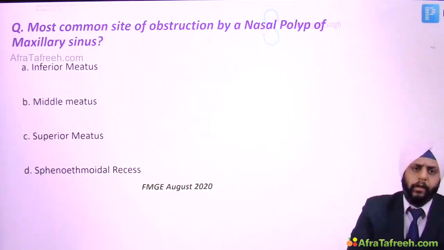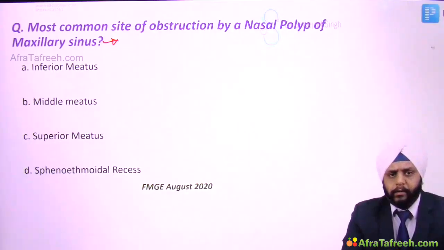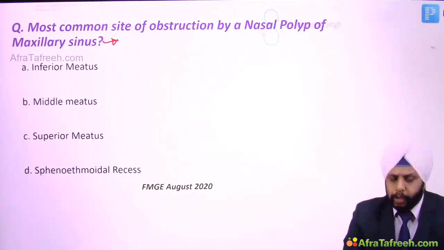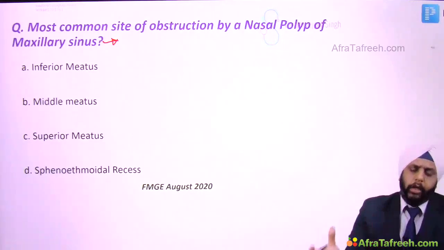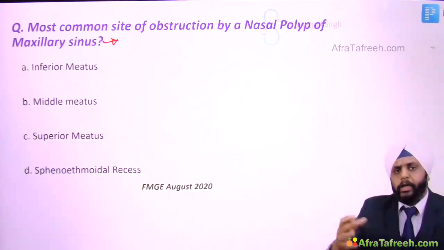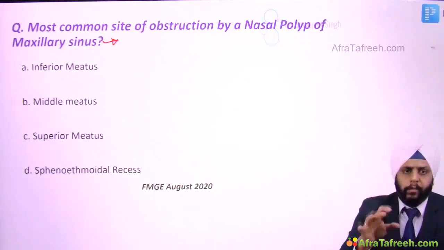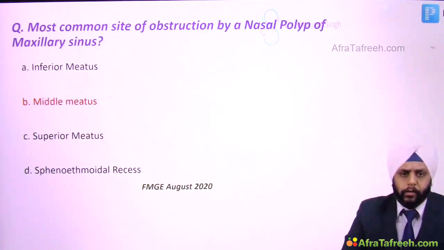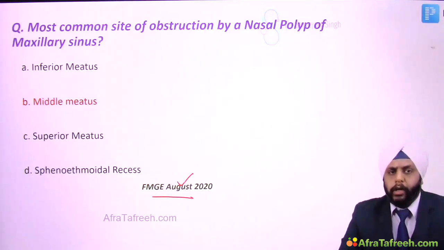So, we just discussed the maxillary sinus, it opens in the middle meatus. So that is the place where this polyp will first obstruct. So this is the most common site. Of course, it grows, it can block the whole nasal cavity, then it can go to the oropharynx and nasopharynx, it can block in the nasopharynx, but the most common site is middle meatus, right? So this question was asked recently in the FMG August 2020 exam.